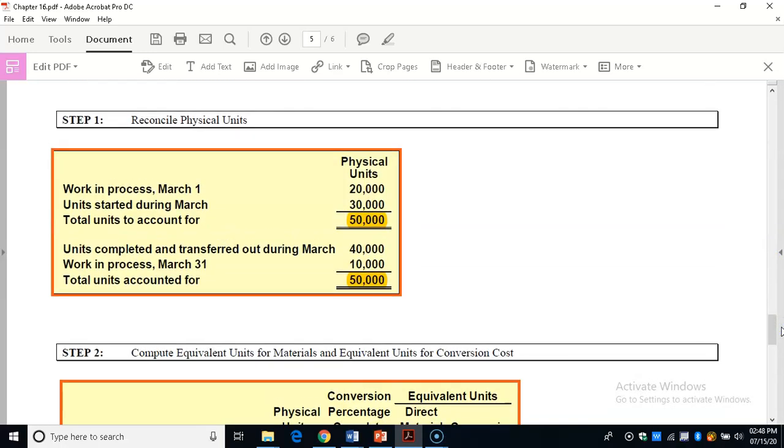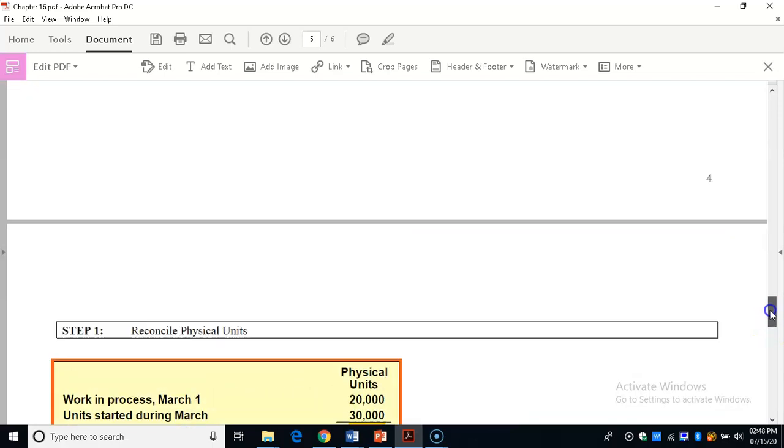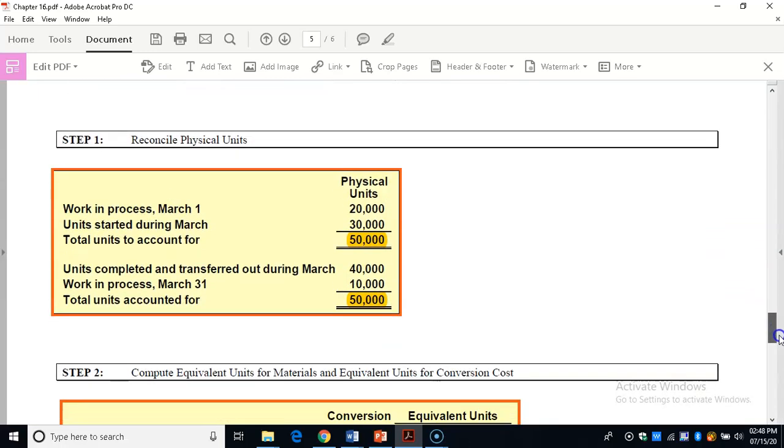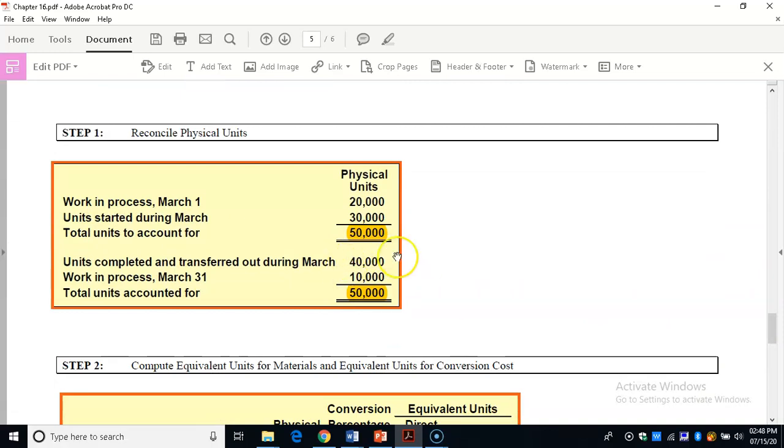How many units did they start working on in March? Well, it says units started into production, 30,000, right? So you can see that is going to be 30,000. And then also the information at the bottom is given to you as well.